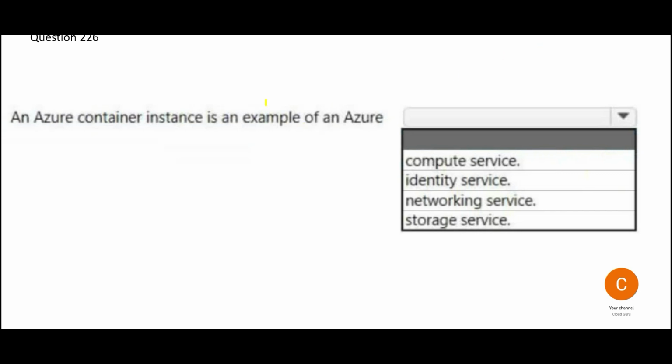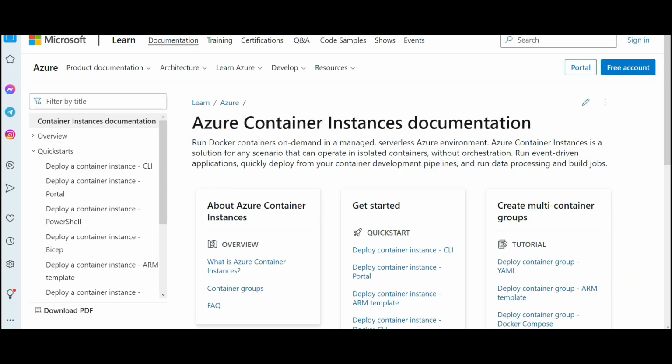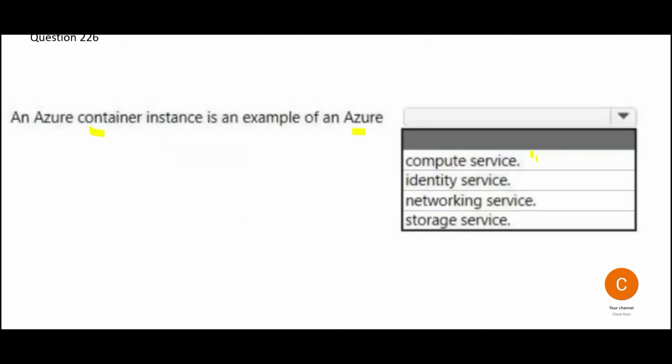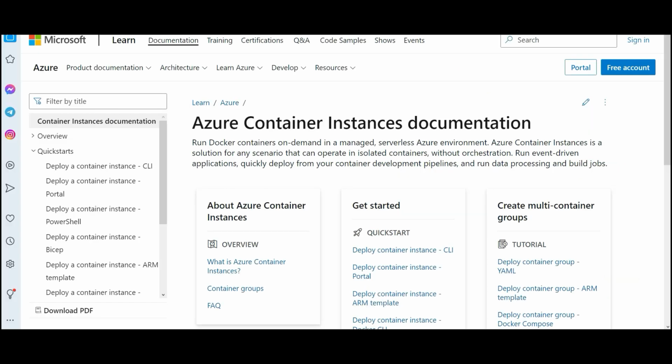Now this question is asking an Azure container instance is an example of what? Container instances are used to run Docker containers. These are examples of compute service, not storage. By default, you might think, okay, container means contain means storage, which is wrong. So this would be my final answer. Container is compute because it is going to help you execute the tasks inside those containers or Docker containers.